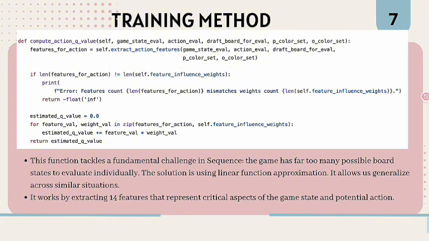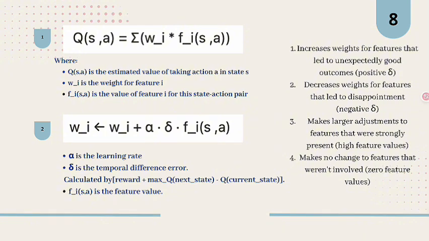This function works by extracting 14 features that represent critical aspects of the game state and potential action. These features are then combined with the weights through the first formula. During training, the engine calculates the weights through experiments. After each move, we update the weights using the second formula, where alpha is the learning rate. We use 0.1 in our project, and delta is the temporal difference error. It is calculated by the reward plus the maximum Q value of the next state minus the Q value of the current state. And phi(s,a) is the feature value.